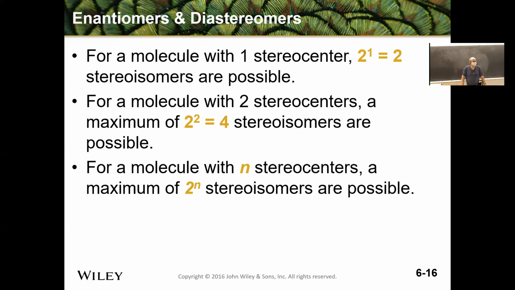Okay, many molecules have more than one stereocenter. And if you have just one stereocenter, which has been the case in all the examples so far, two stereoisomers are possible. If you have two stereocenters, then it's 2 to the second power, or 4 stereoisomers that are possible. So what that means is that each time we add a stereocenter, we'll double the number of possible stereoisomers. And so if we have 4 stereocenters, that would be 2 to the 4th power, or 16 possible stereoisomers.